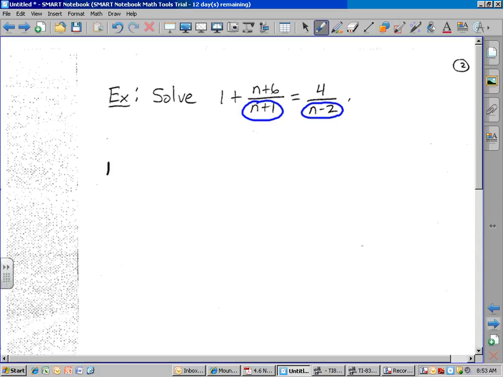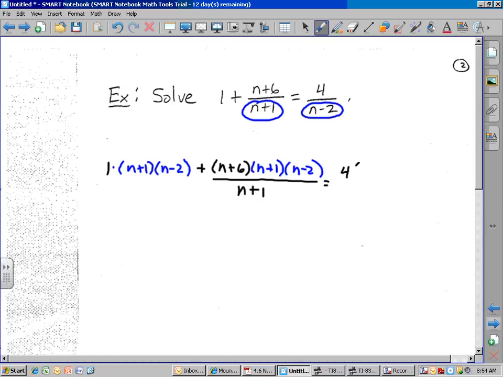So we're going to have 1 times n plus 1, n minus 2, plus n plus 6 times n plus 1 times n minus 2, 4 times n plus 1, n minus 2.